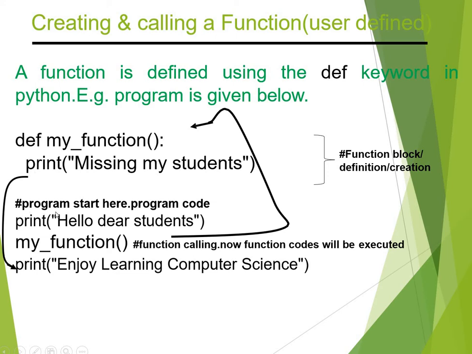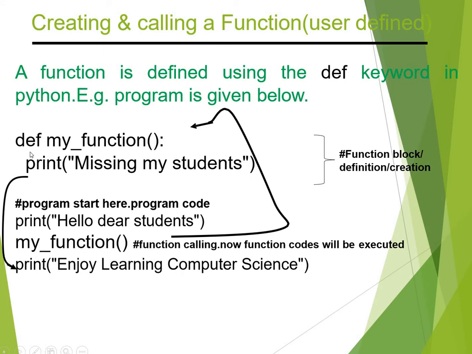Then I've given a comment, program starts here. The program coding is starting here: print hello dear students, then my_function, and then print enjoy learning computer science. How will this program get executed? When you run it, the control starts with the main program. So print hello dear students will get printed first, and then you're calling the function my_function.